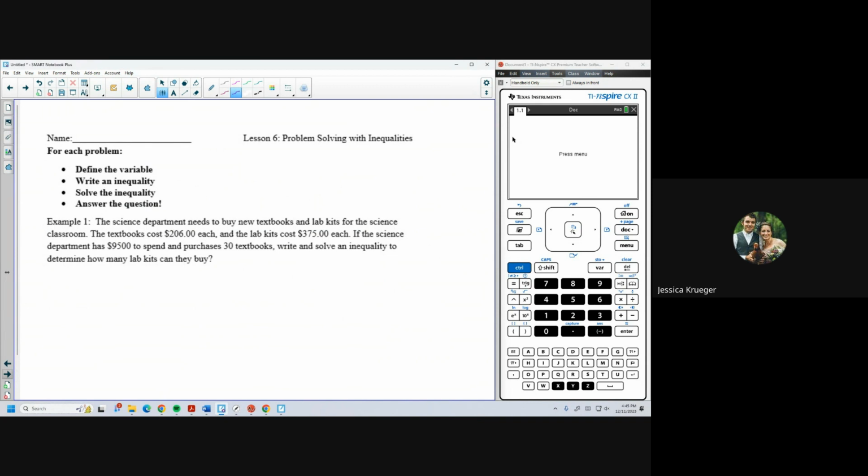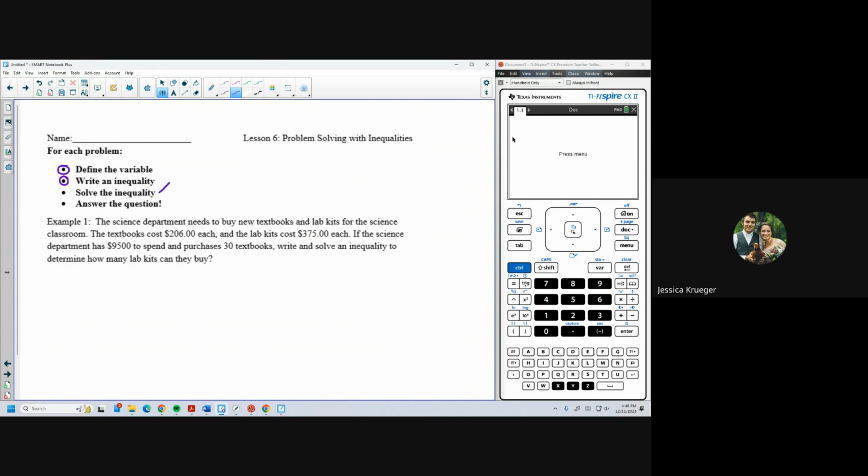Our steps for these word problems are exactly the same as what we've been doing. You've got to define your variable. I know a lot of you are not enjoying doing that, but it is part of creating a complete solution that somebody can read. So we need to know what the variables represent. Write an inequality, solve the inequality.